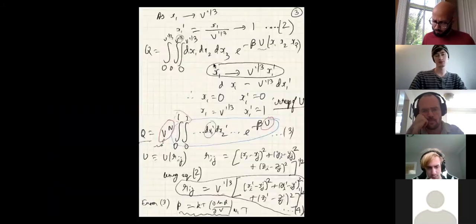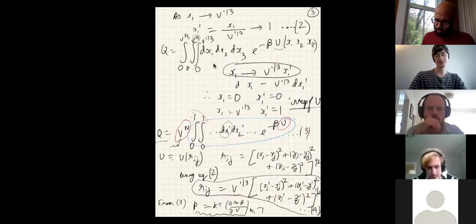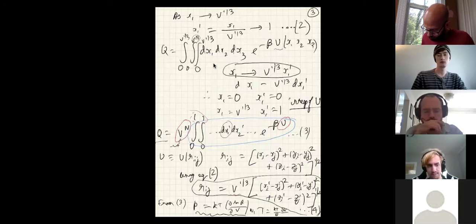So partial Q by partial V comes from differentiating. We actually need partial log Q by partial V, but that is simple, right? That will simply be KT by Q, partial Q by partial V, at N, T. So we are interested in partial Q by partial V.